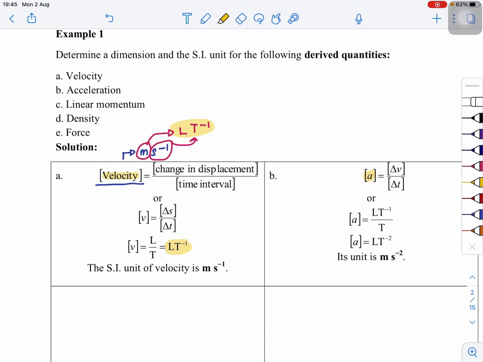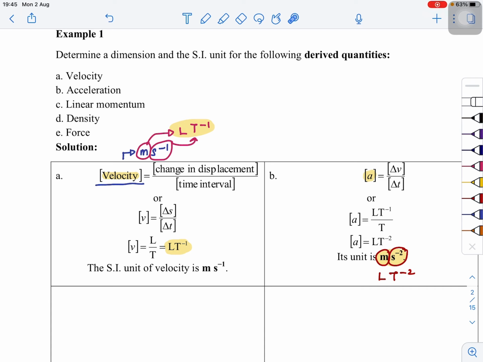Okay, so basically here, SI unit untuk acceleration adalah meter per second square. So meter dekat sini adalah length, per second square adalah time per second square. Okay, so this one is for you to easier to understand how to directly translate.